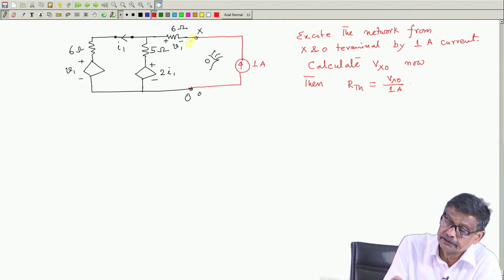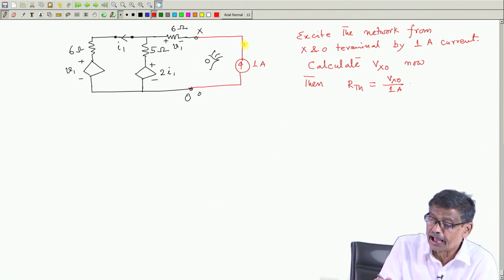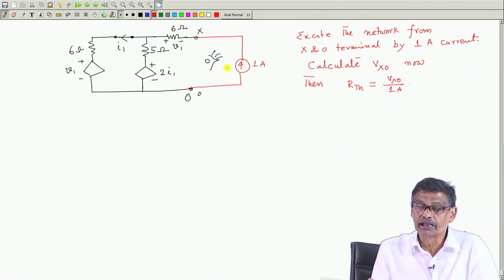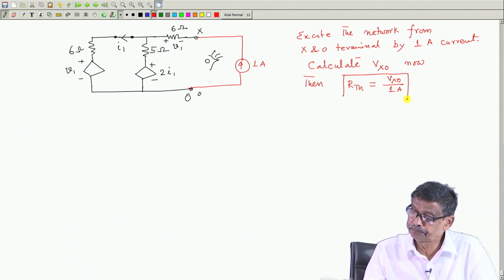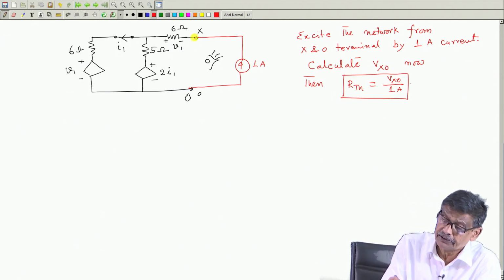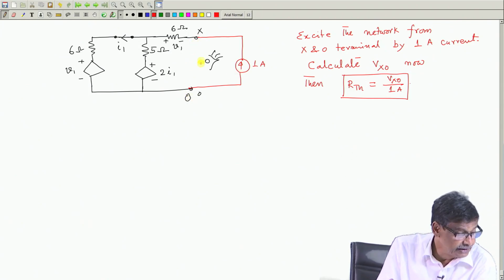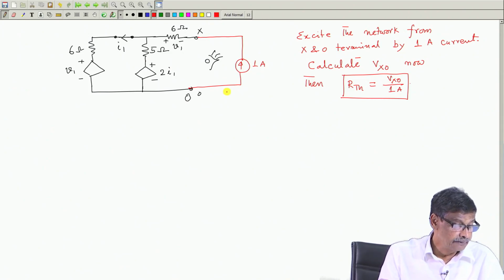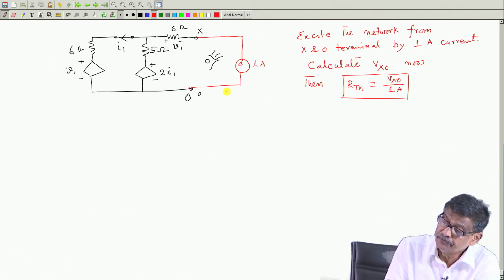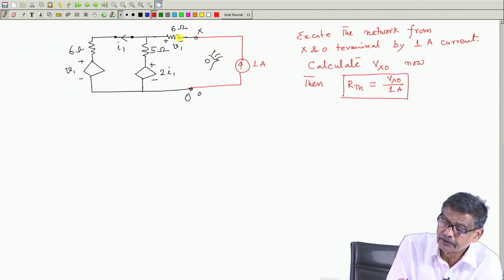It is voltage by current. This is the voltage applied to the network, whatever you get, because across the current source the voltage is not known, you have to calculate the other way around. So, this is how the steps will be. Essentially I have to calculate Vxo, the voltage between these 2 points, when it is excited by a 1 ampere current source. Clear?